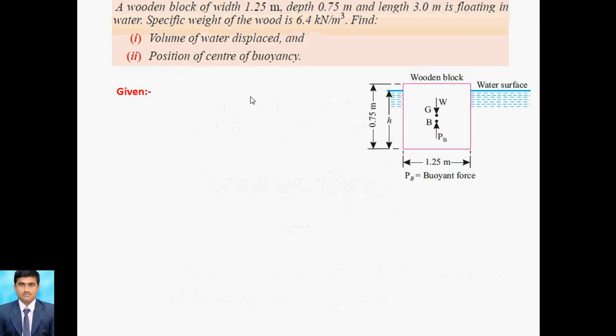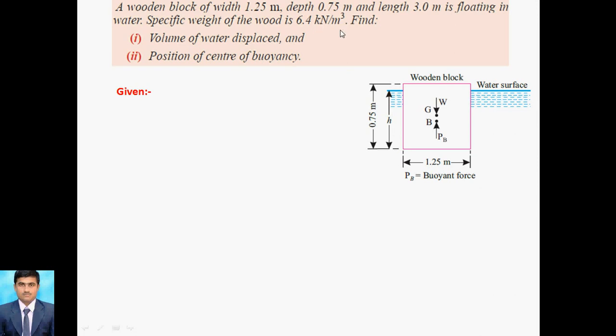Now we move to the example. Here a wooden block has a width of 1.25, a height of 0.75, and a length of 3 meters. This is a three-dimensional form, with length 3 meters, and it is floating in water. The specific weight of the wood is 6.4 kilonewton per meter cube.